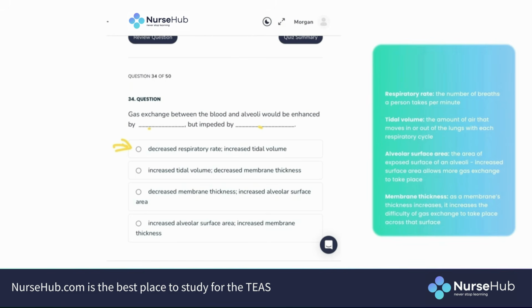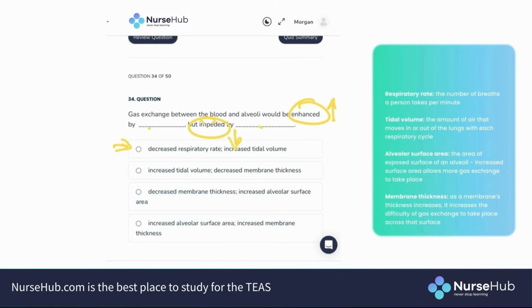by increased membrane thickness. Okay, so the amount of gas exchange between blood and in the alveoli is dependent on the surface area and the difference in concentration of gas on either side and the thickness of the tissue. So the first part of the answer should be something that would result in an increase, while the second part of the answer should be something that would result in a decrease, right? So we have the words enhanced and we have impeded, right? Enhanced means kind of improved or increased. Impeded means decreased or suppressed in some way.